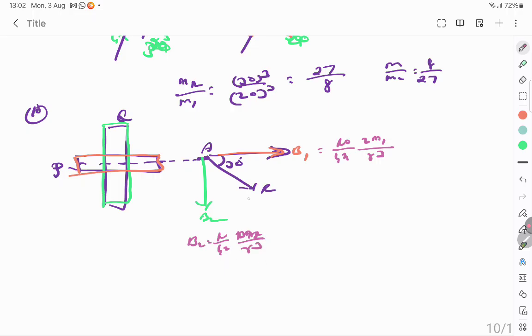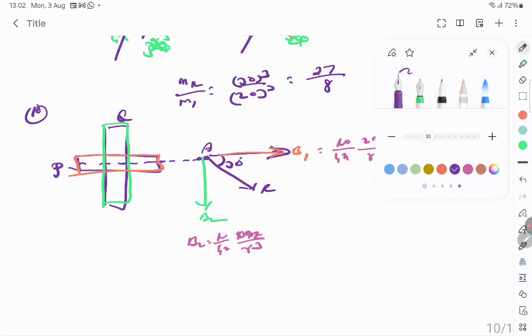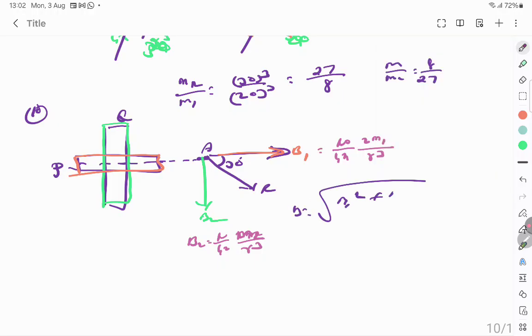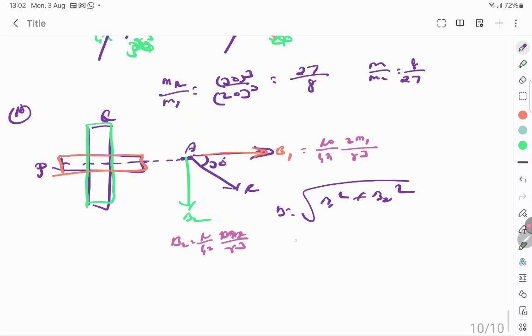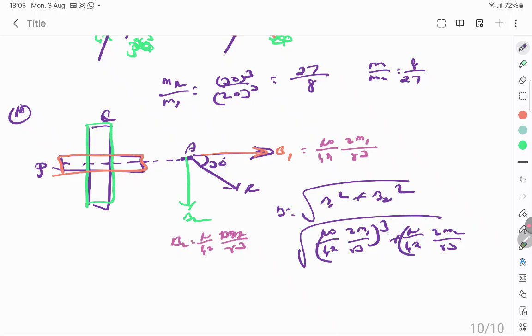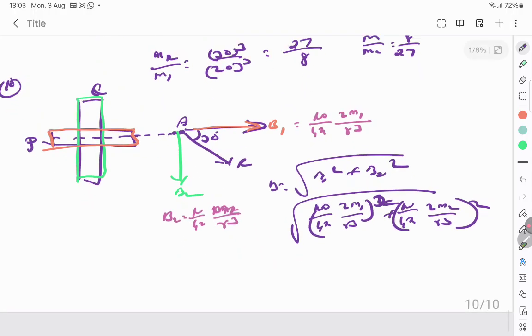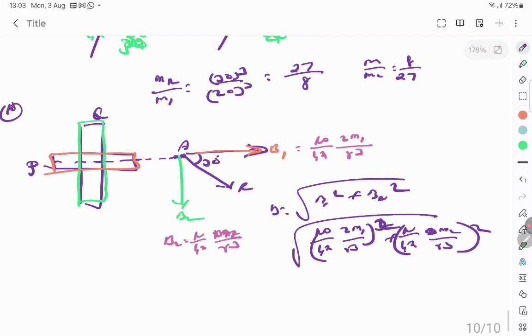So if you want to find the resultant magnetic field, it's root of B1 square plus B2 square. So you take B1 square, mu naught by 4 pi into 2 M1 by R cube, the whole square. The distance R is just the same, and L we have ignored, because for equatorial and axial R is just the same in both cases. So plus mu naught by 4 pi into M2 by R cube, the whole square. There's no 2 here, only M2, because it is equatorial.